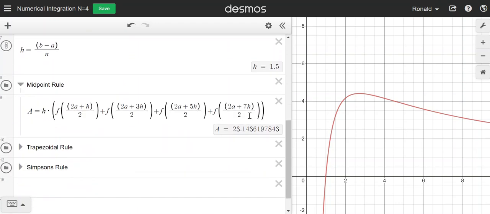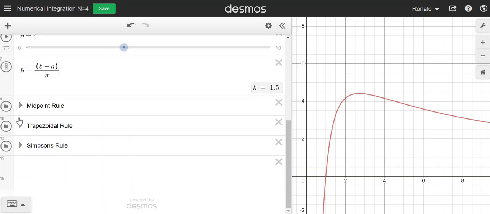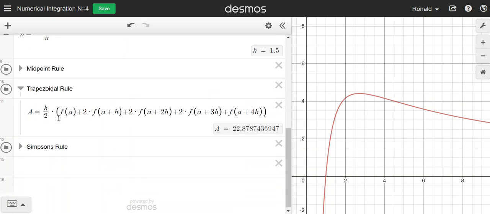Remember that the midpoint rule, the trapezoidal rule, and Simpson's rule, these numerical techniques are approximations. Now let's take a look at the trapezoidal rule. The trapezoidal rule area is equal to h divided by 2 times all of this in parentheses.